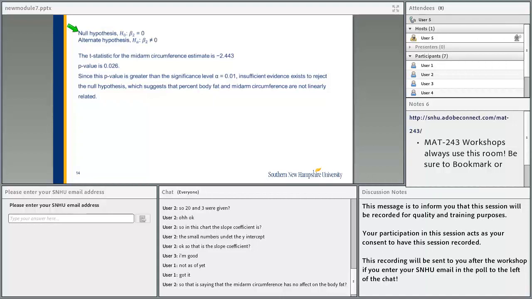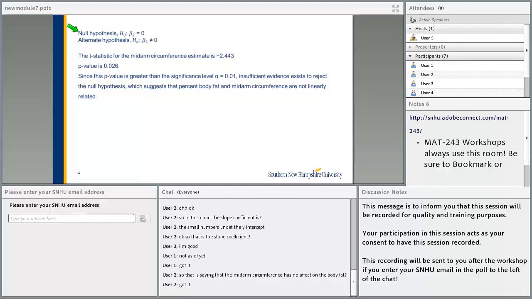Yes, we are saying that it is not significant enough. It might have some contribution, but it's very, very less. And because we are comparing it with the cutoff value, we are saying it's so less that it almost has no effect on the body fat.